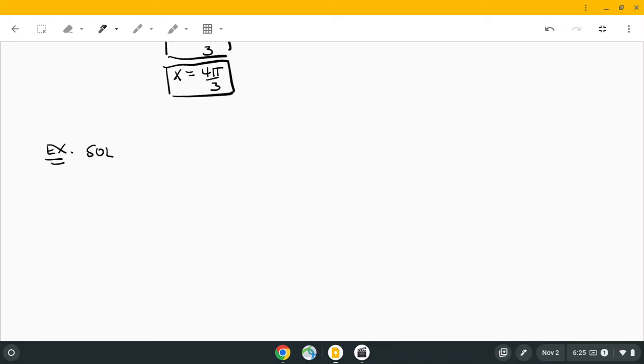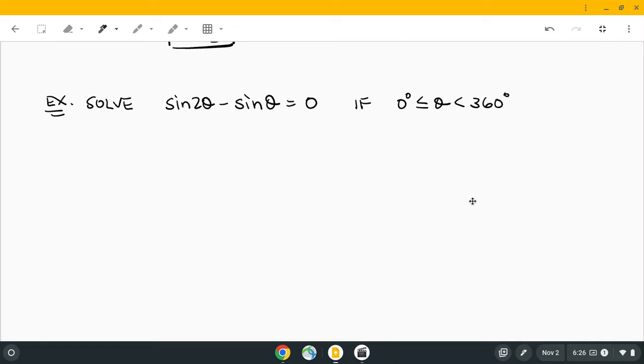Let's go ahead and solve sine 2 theta minus sine theta equals 0 if theta is between 0 and 360 degrees. Okay, so our answer will not be in radians like up here. It will be in degrees. Okay, so let me copy down the equation here so we don't lose the original problem.